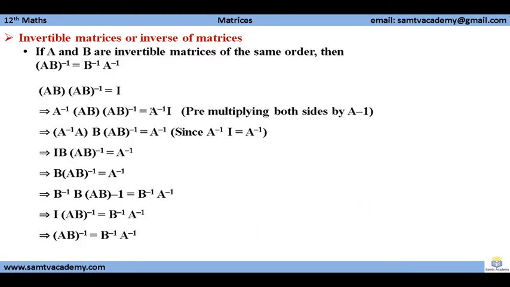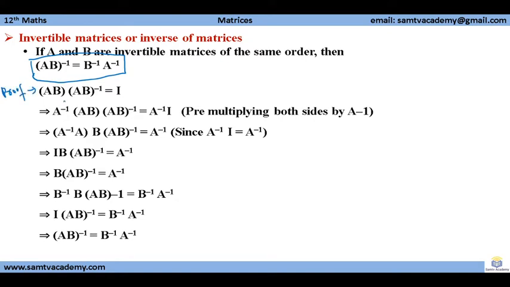Now, invertible matrix. If A and B are invertible matrices of the same order, then (AB) whole inverse will be equal to B inverse A inverse. Okay, this is satisfied. Now we will prove this.